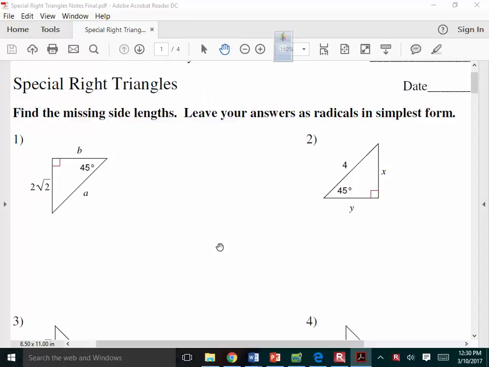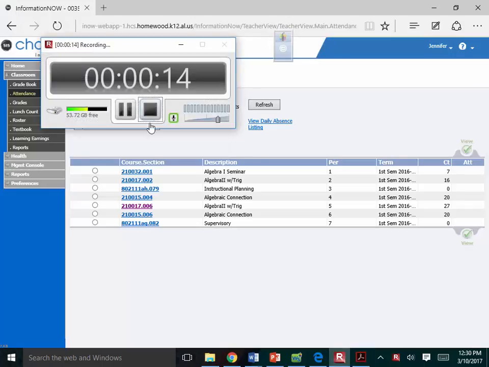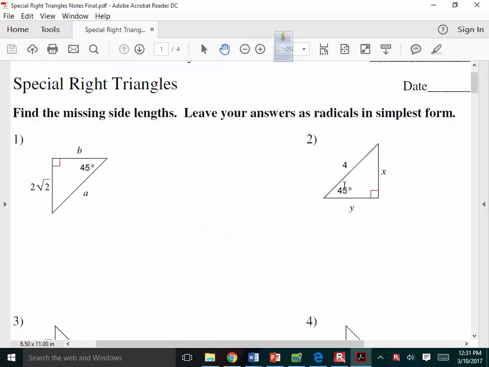Okay, guys, today we're learning about special right triangles. Let me unfreeze this very quickly. The first type we're going to learn about are 45, 45, 90, and we're not really learning about these. We've already learned about these. This is a review from geometry. Okay, 45, 45, 90 triangles.